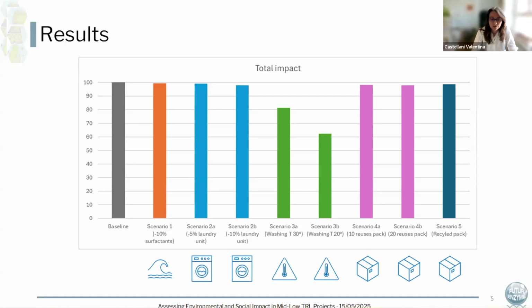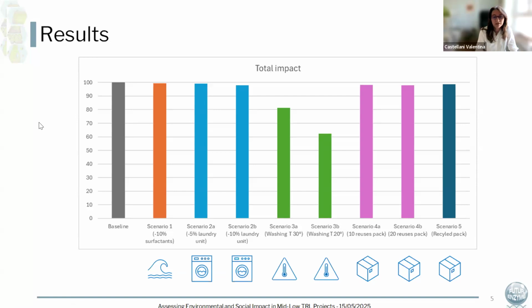The only one that shows a real effect is scenario 3 in the 2 options, washing temperature reduced to 30 degrees or to 20 degrees. And to be honest, this is not surprising, because if you remember the first graph, 70% of our impact comes from the washing phase and from the need to use electricity, which is basically the need to use electricity to heat the water.